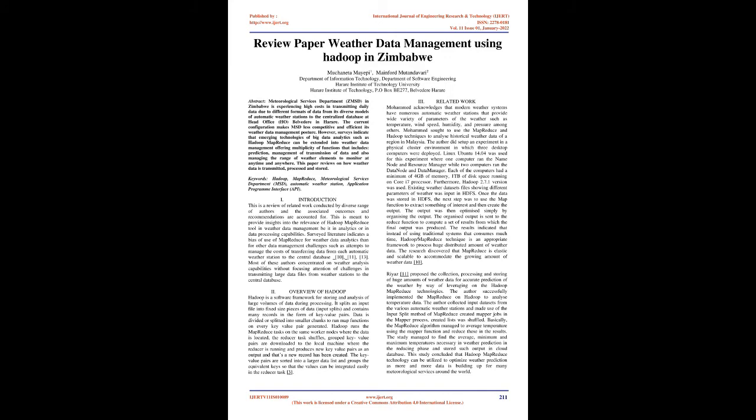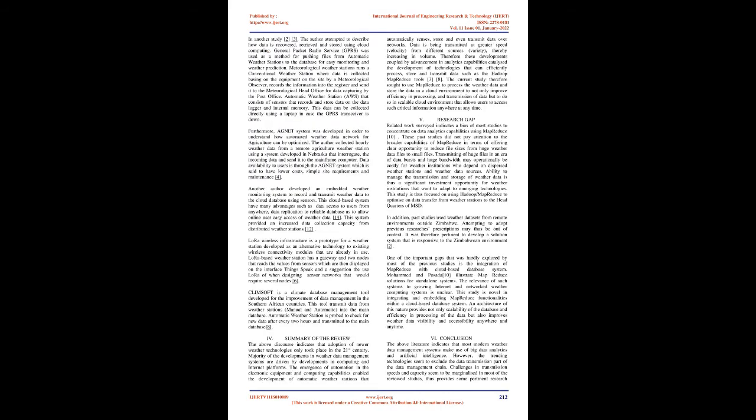Existing weather dataset files showing different weather parameters were input into HDFS. Once the data was stored in HDFS, the next step was to use the map function to extract something of interest and then create the output. The output was then optimized simply by organizing it. The organized output is sent to the reduce function to compute a set of results from which the final output was produced. The results indicated that instead of using traditional systems that consume much time, the Hadoop MapReduce technique is an appropriate framework to process huge distributed amounts of weather data. The research discovered that MapReduce is elastic and scalable to accommodate the growing amount of weather data.